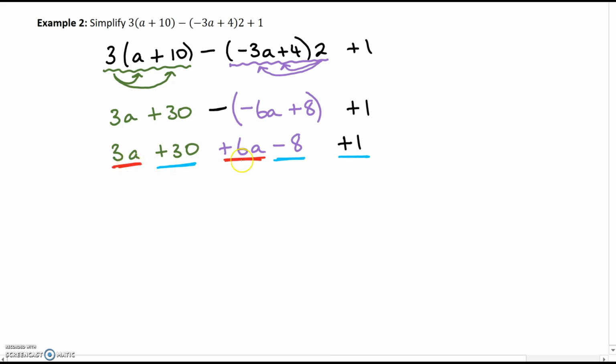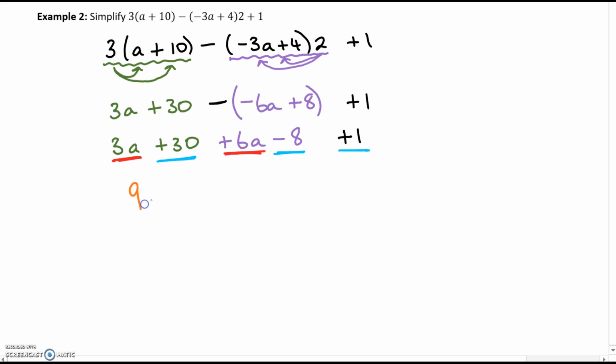The a's: 3a plus 6a is 9a. And then we have the blues as well, the numbers. 30 take away 8 plus 1, so 30 take away 8 would be 22. 22 plus 1 is 23. So 9a plus 23 is your answer, and you're finished there because you can't add a number to a letter. Okay, so that's it.